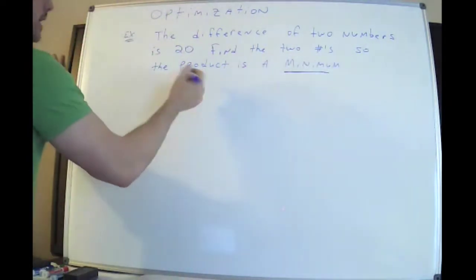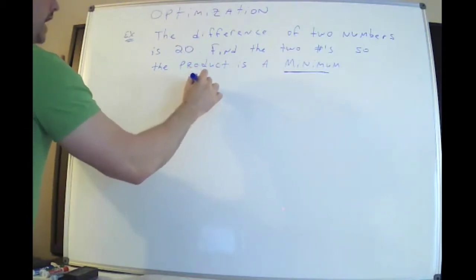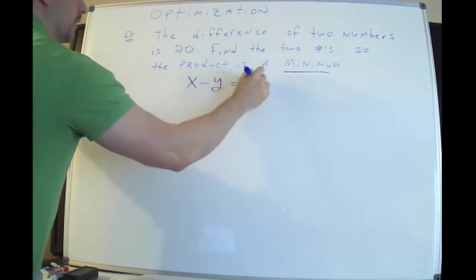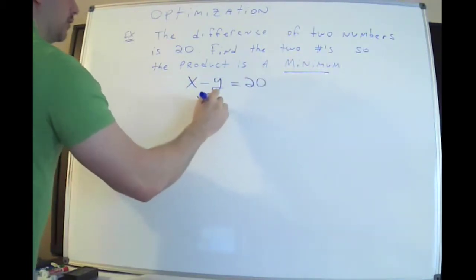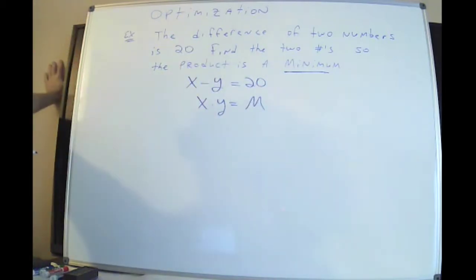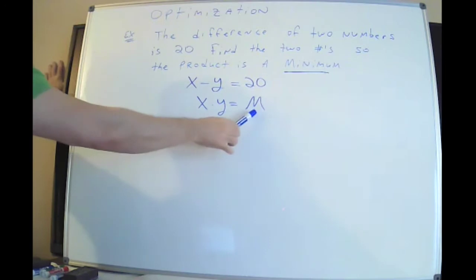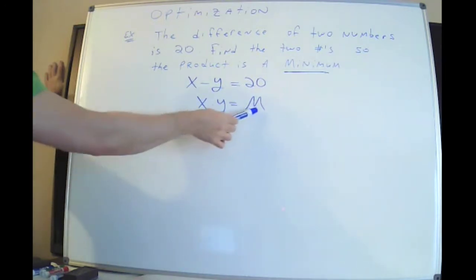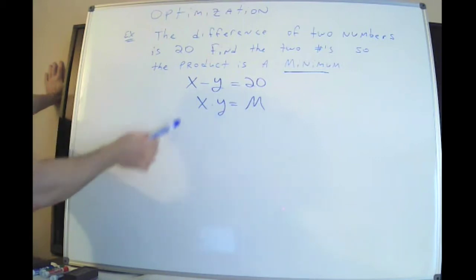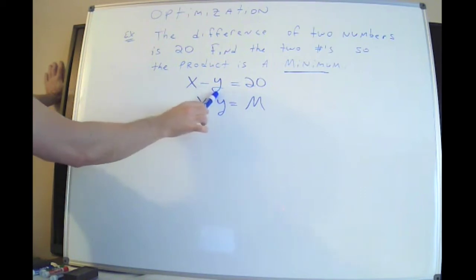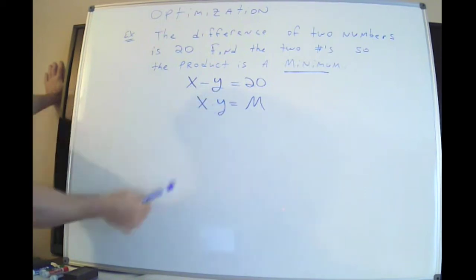So I'm going to call my numbers X and Y for convenience. I know that when I subtract them, I get 20. And what I want to happen is when I multiply them, I get the smallest possible product, a minimum. This could be negative, and in fact, it's going to be. I know for a fact that the product will end up being a negative number. You could get a product of zero. You can pick 20 for X and zero for Y, and that product would be zero. But that's not the smallest you can get. You can get even smaller than that.